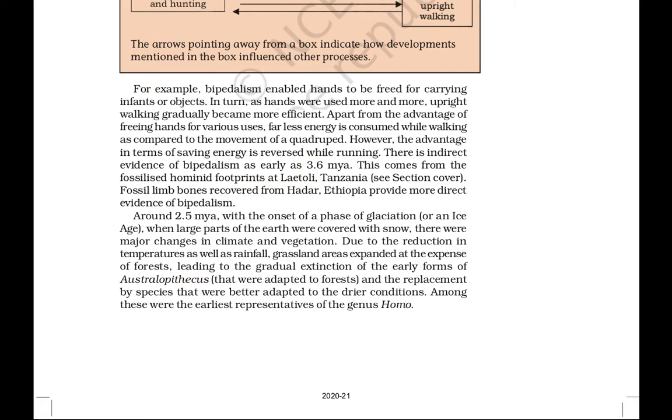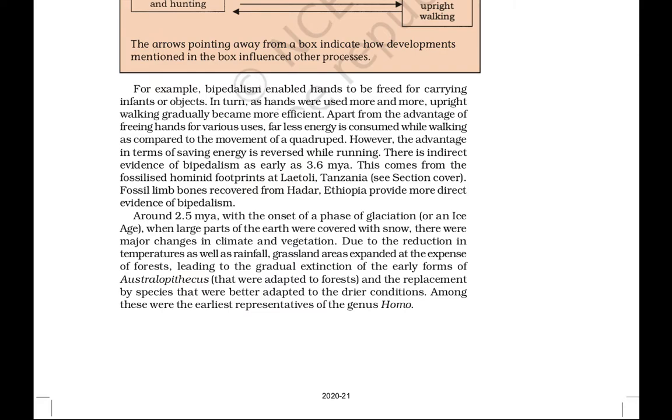There is indirect evidence of bipedalism as early as 3.6 million years ago. This comes from the fossilized hominid footprints at Laetoli, Tanzania. Fossil limb bones recovered from Hadar, Ethiopia provide more direct evidence of bipedalism.